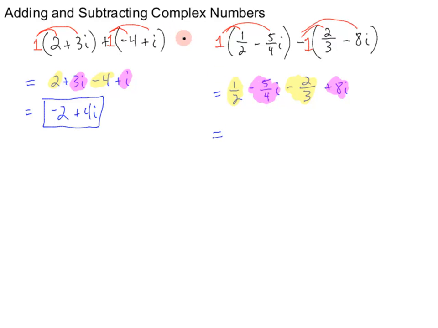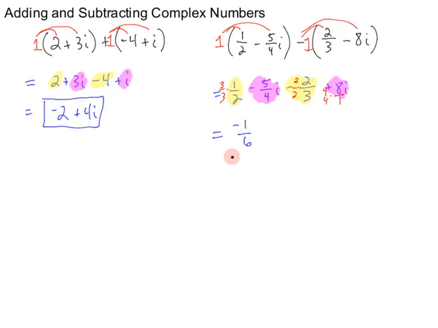1/2 minus 2/3, the common denominator is 6. So you can multiply top and bottom of this by 3 and top and bottom of this by 2. And so you'd end up with 3/6 minus 4/6, which is negative 1/6. And then same thing here, you could put your 8 over 1. Common denominator between the purple ones would be 4, so you multiply top and bottom by 4. So you've got negative 5/4 plus 32/4.